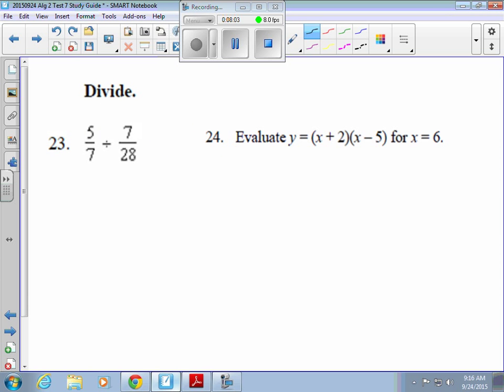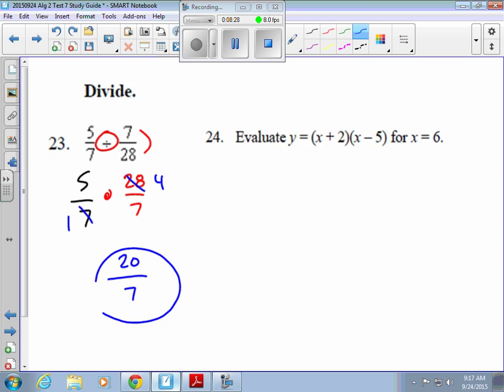Dividing 5 over 7 by 7 over 28. 5 over 7 stays just like that. Division becomes multiplication. You multiply by the reciprocal, 28 over 7. We can reduce this. 7 goes into itself once and into 28 4 times, so we're dealing with smaller numbers. 5 times 4 is 20. 1 times 7 is 7. 20 over 7. That's what you can leave it. There's no number that goes into both.